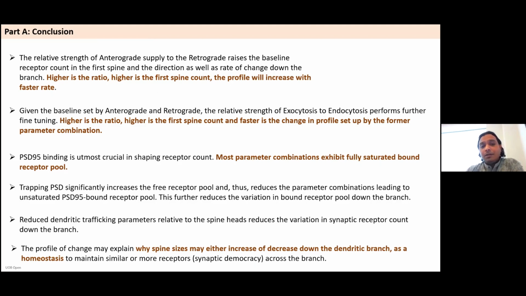These profiles also explain why the spine sizes in some dendritic branches increase as you go distally, and in some branches decrease, which has always been mysterious. But using these homogeneous parameter combinations, we have observed that maybe this is a homeostatic mechanism to compensate for the loss or gain of the receptors across the dendritic branch given different combinations.